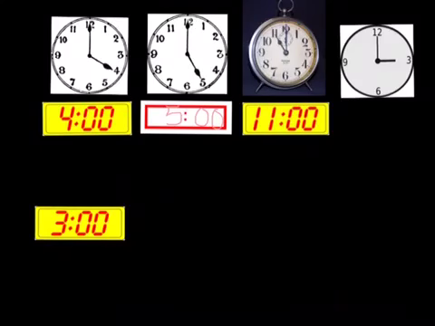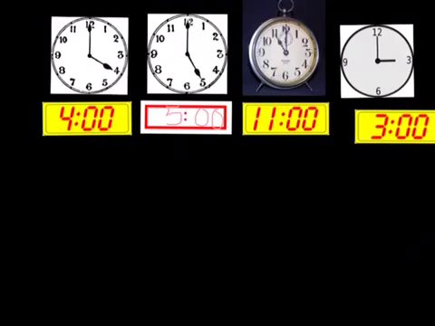And our final time, let's have a look. The long minute hand is pointing to the 12, so again it's an o'clock time. And the short hour hand is pointing to the 3, so it's 3 o'clock. Let's just check that I haven't tried to trick us here. Does that read 3 o'clock? 3 o'clock, it does. So well done.